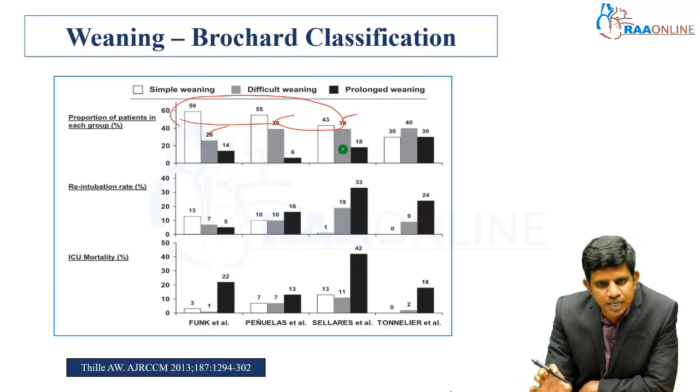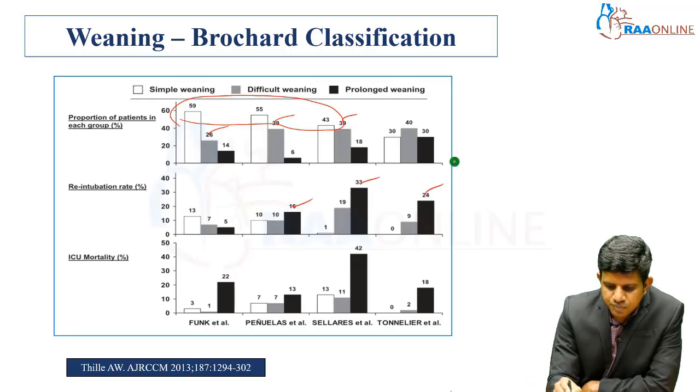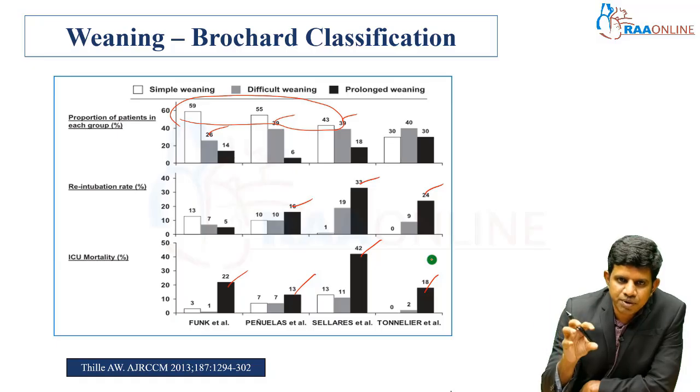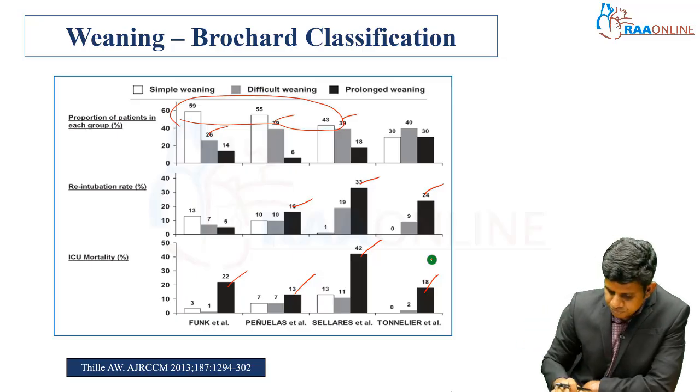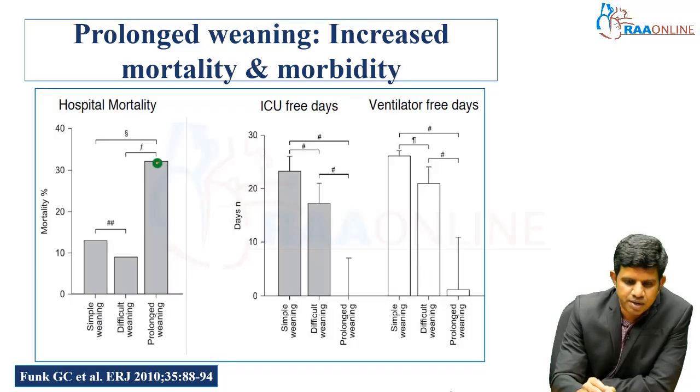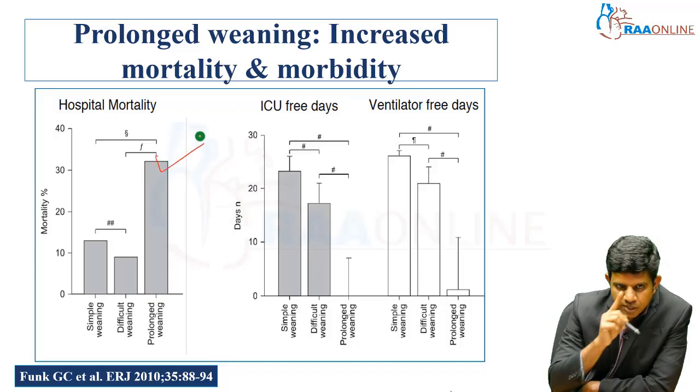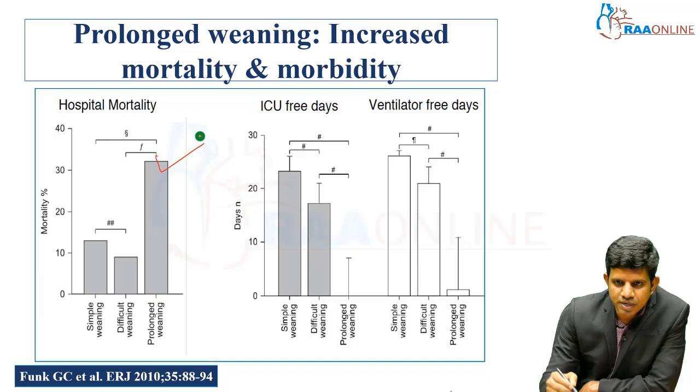If you look at the reintubation rate, it was very high in the prolonged weaning group compared to the simple and difficult weaning groups. ICU mortality is also very high in the prolonged weaning group. All these studies show that most patients come under the simple weaning group, but the reintubation rate and ICU mortality are very high in the prolonged weaning group. Hospital mortality is also very high, not only ICU mortality. ICU-free and ventilator-free days are very low in the prolonged weaning group.